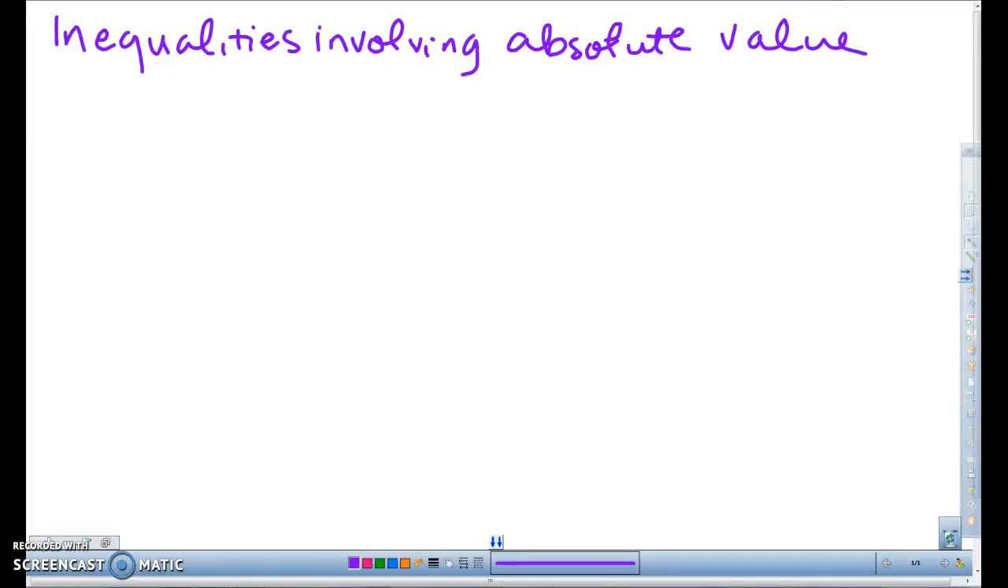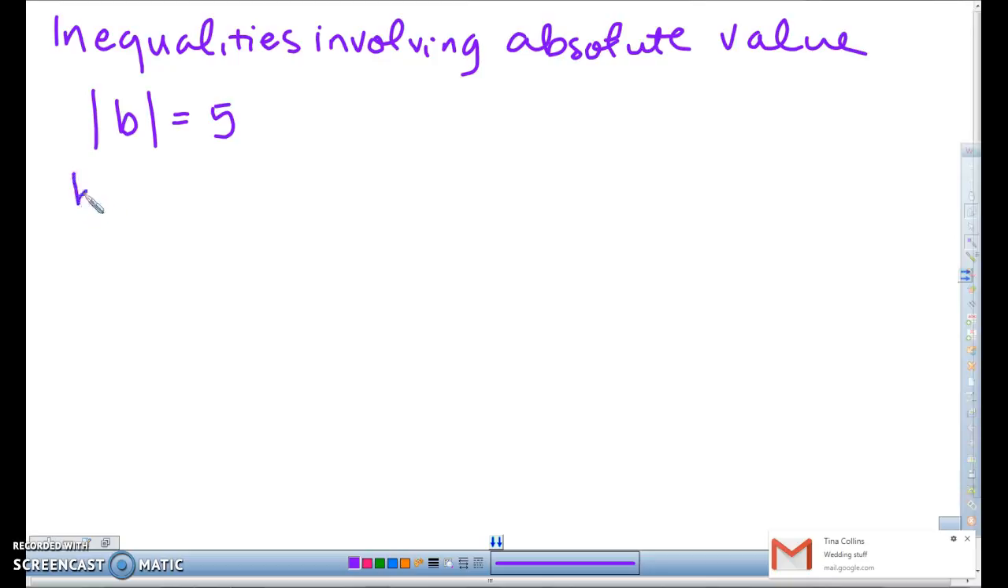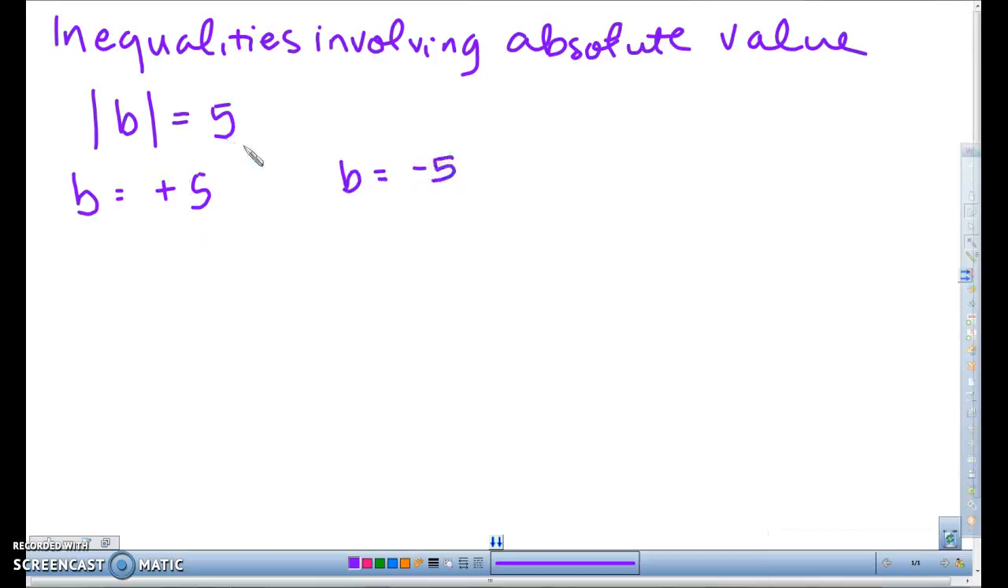Okay, so we're going to talk about inequalities involving absolute value today. So first thing we need to do is go back and look at equations with absolute value. Remember when we had b inside of the absolute value and we said that was equal to 5, we had to break that down into b equals positive 5 and b equals negative 5, because if I plugged positive 5 in, I would get 5, and if I plugged negative 5 in here, the absolute value of negative 5 is also 5. And we did that for much more complex equations earlier this fall. And we're going to do it with inequalities today.